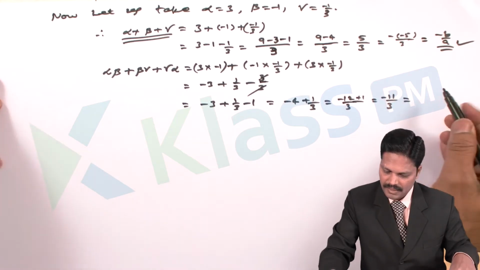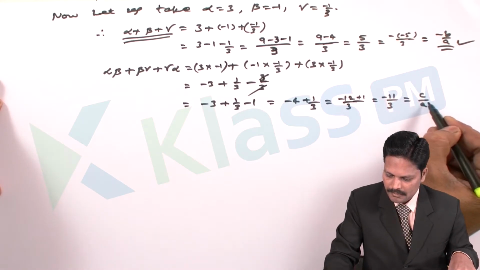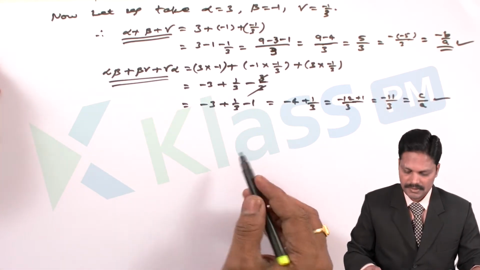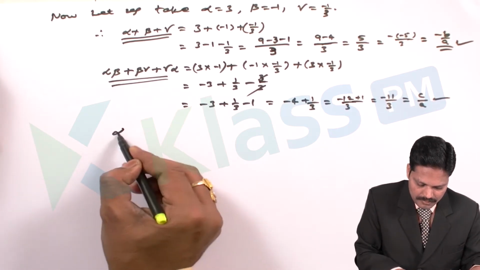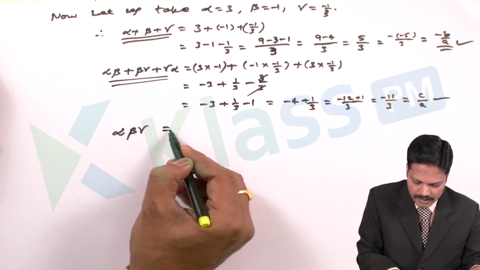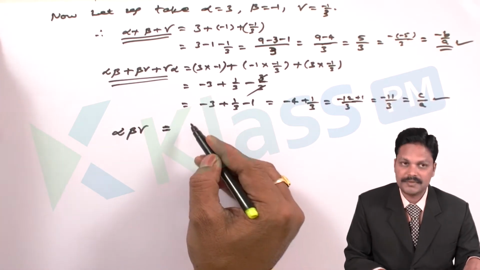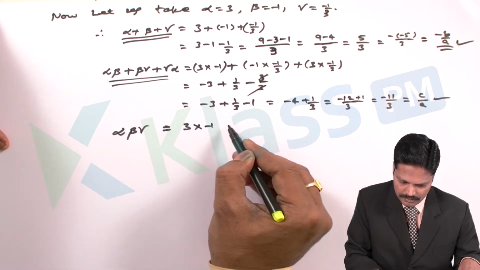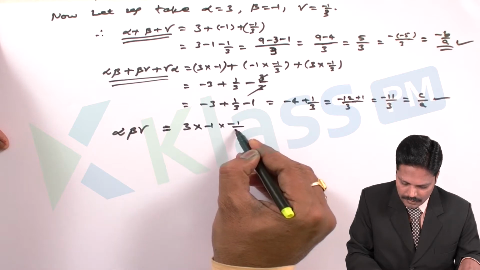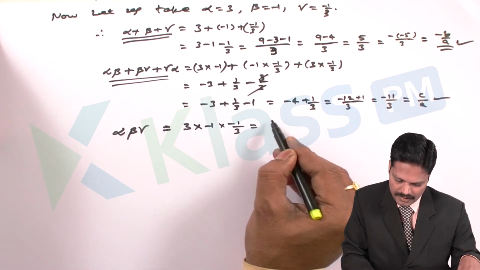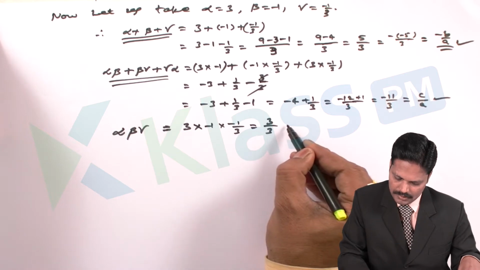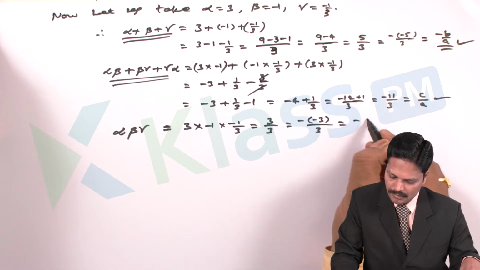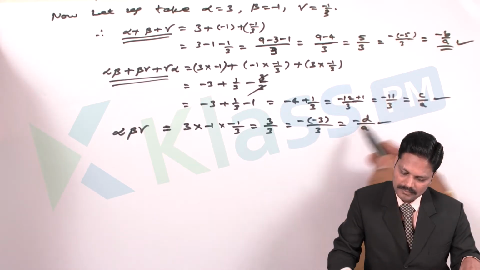Then we are having this value directly as c by a, and this is also the relation of these coefficients and the zeros. And the last one we are having is alpha beta gamma, the product of the roots of the cubic polynomial. We are taking 3 into minus 1 into minus 1 by 3, then I am taking this one as 3 by 3. It is nothing but I will write this as minus of minus 3 by 3. Then it is minus d by a. This is the value we are having here.